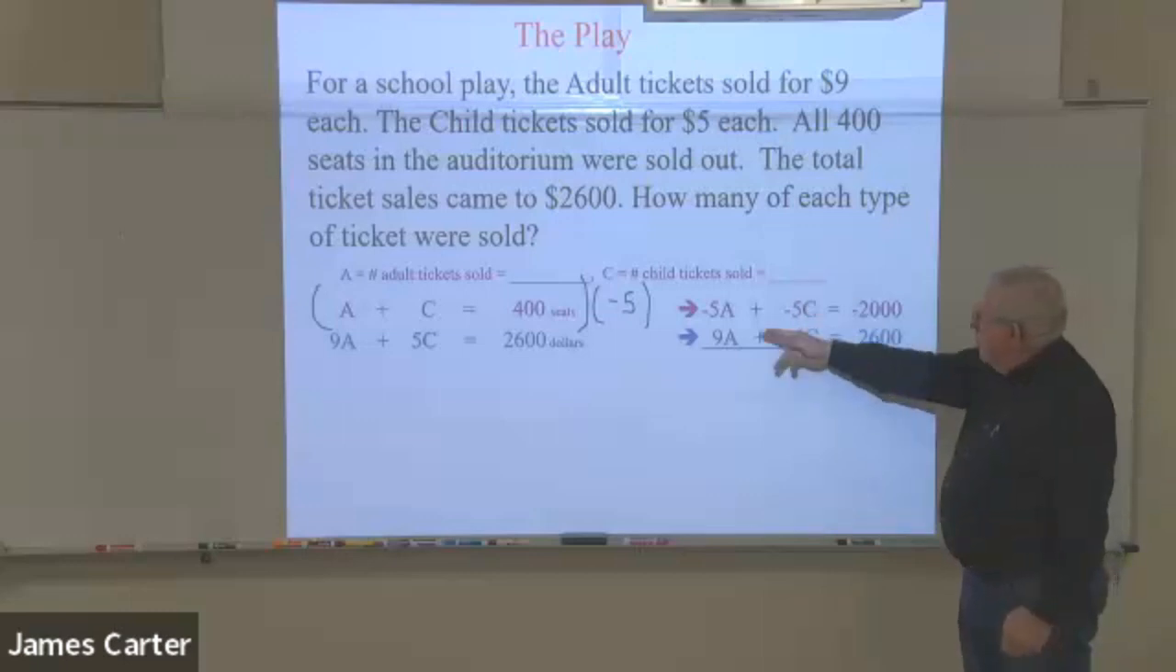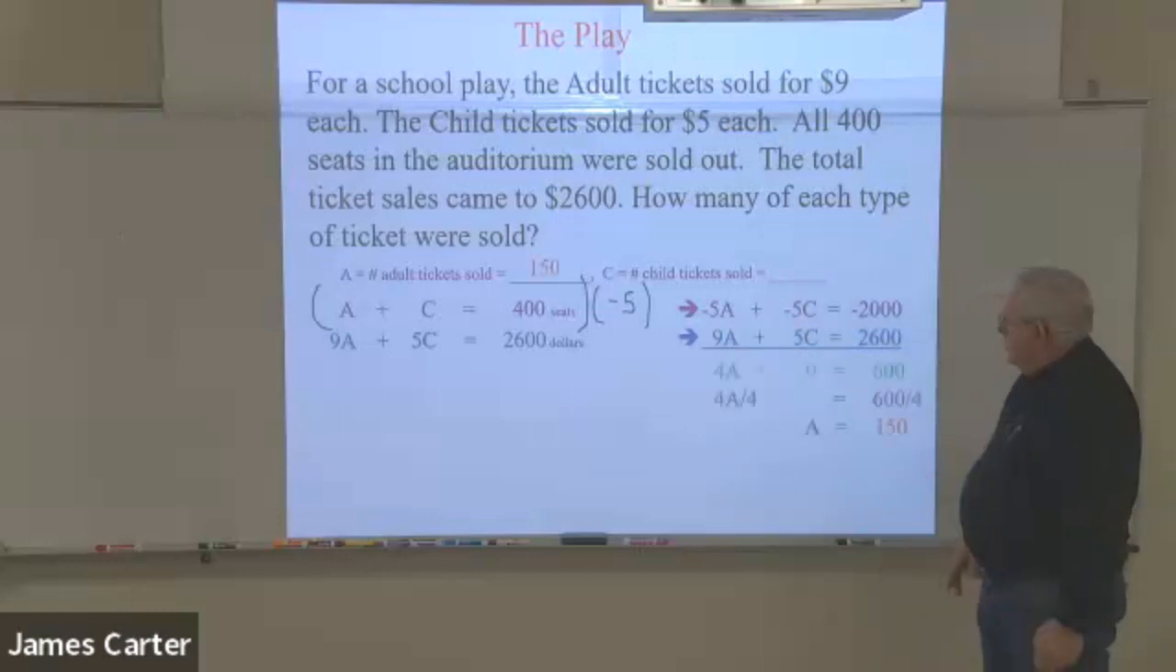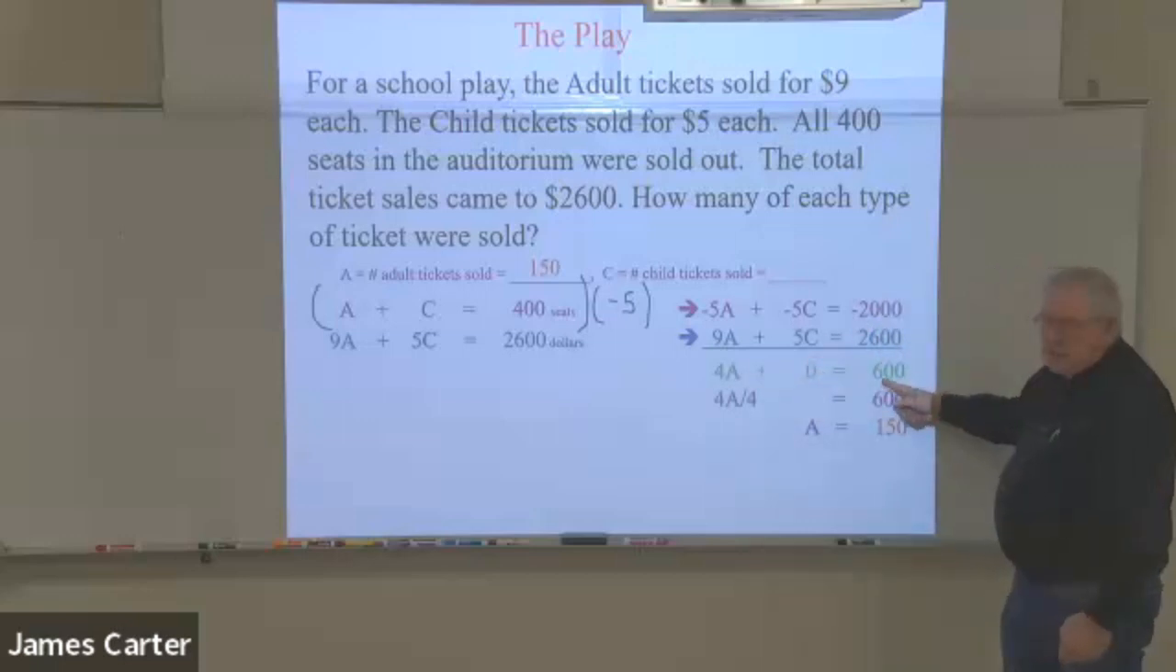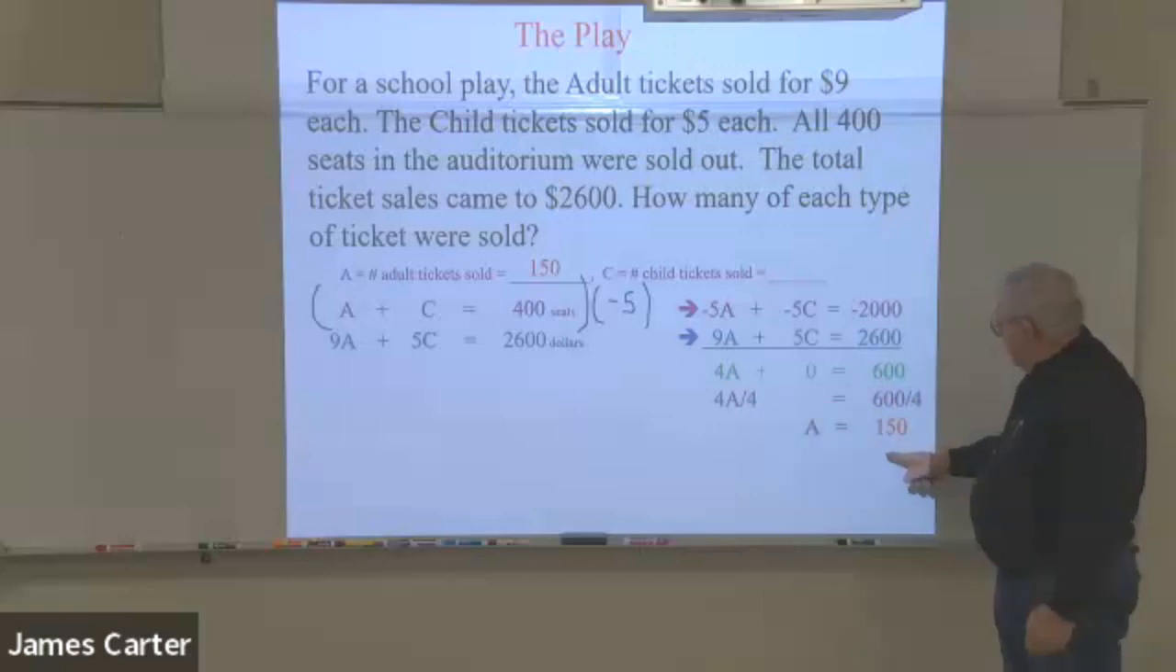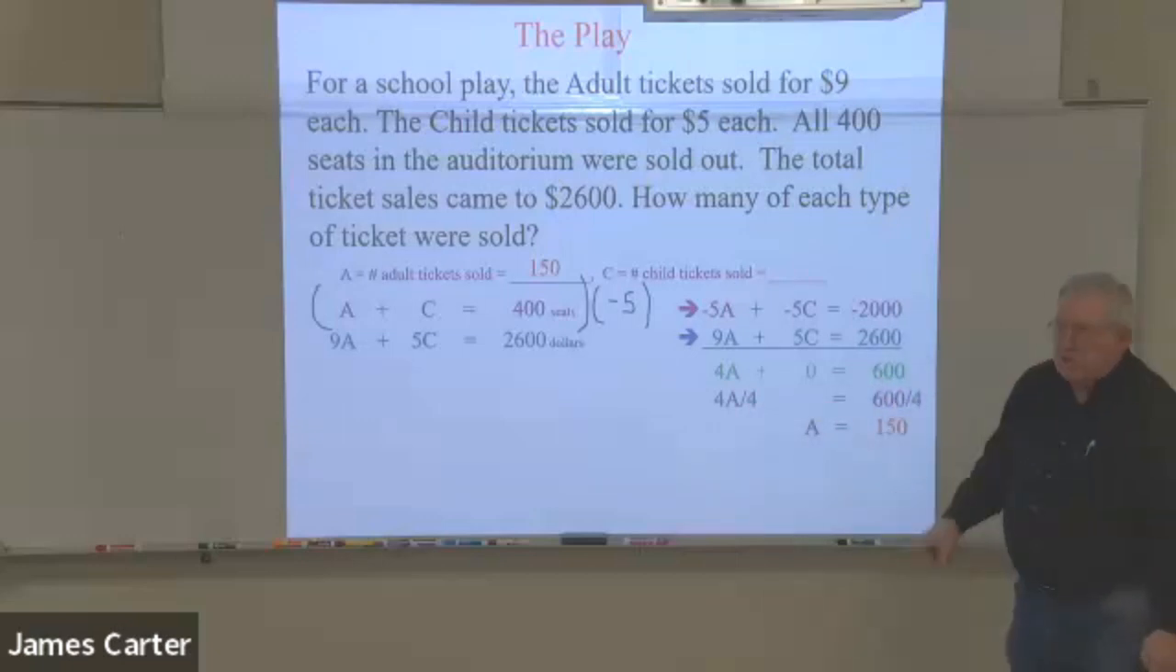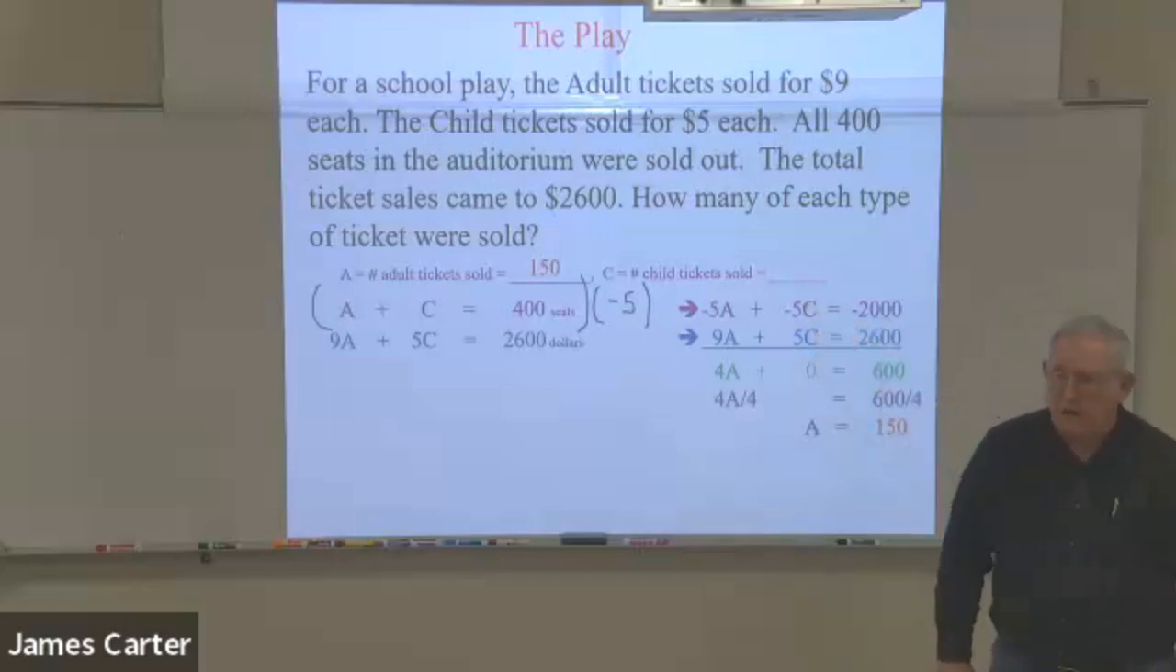These two go to 0. We add those, we get 4A, here's the 0, and this gives me 600. Well, I divide both sides by 4, and I get the number of adults is 150 adults.